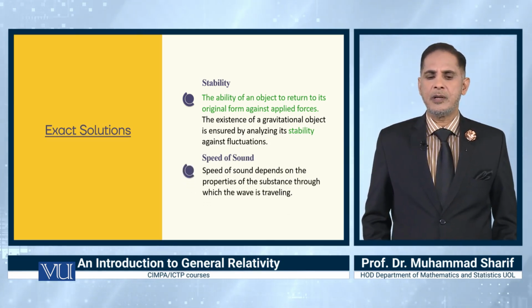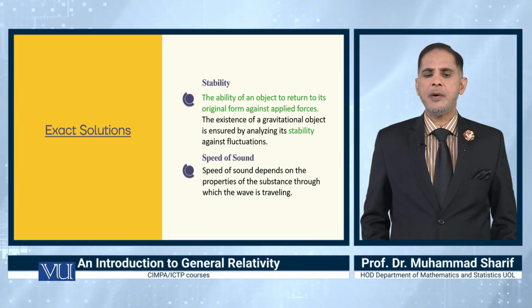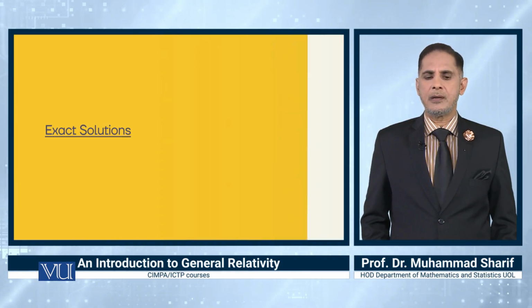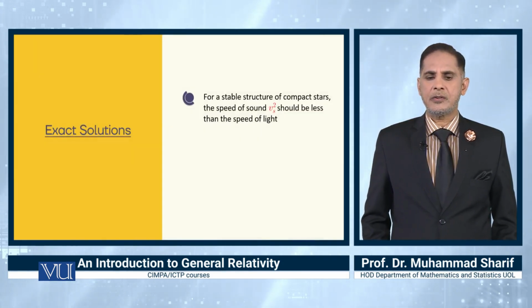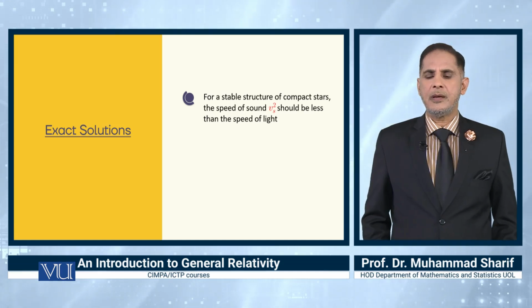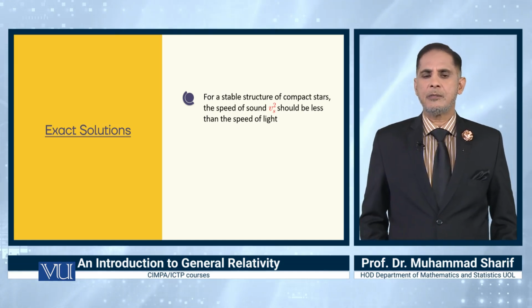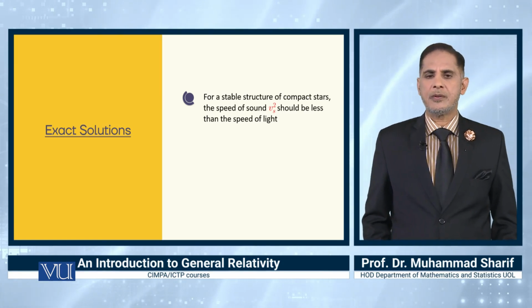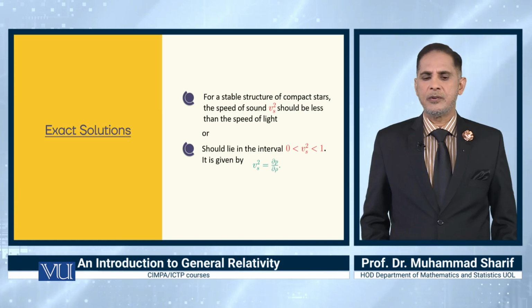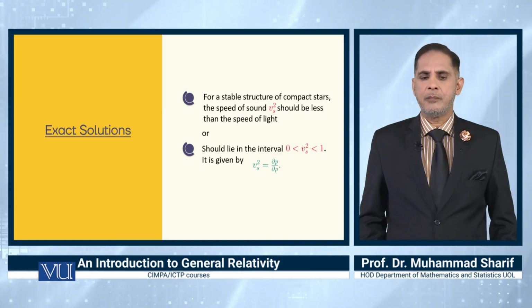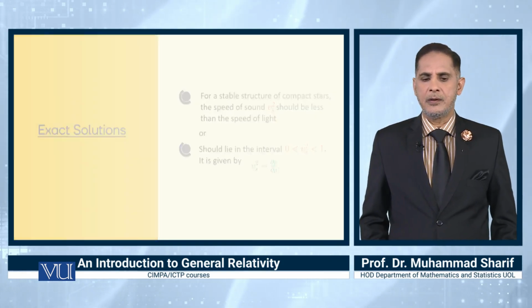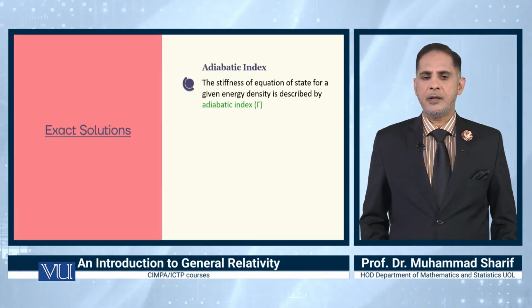Number one is the speed of sound. This depends on the properties of the substance through which the wave is traveling. So, for a stable structure of a compact star, the speed of sound should be less than the speed of light. That means this speed of sound must lie between 0 and 1. And the speed of sound is defined as the partial derivative of pressure with respect to density.